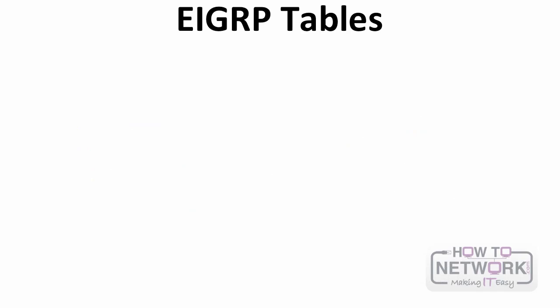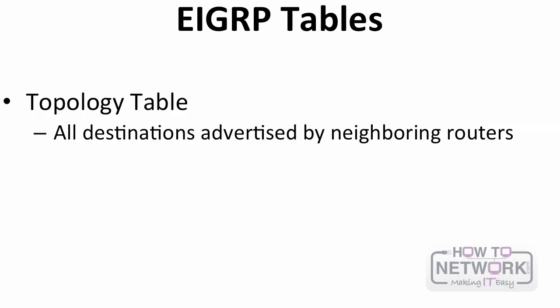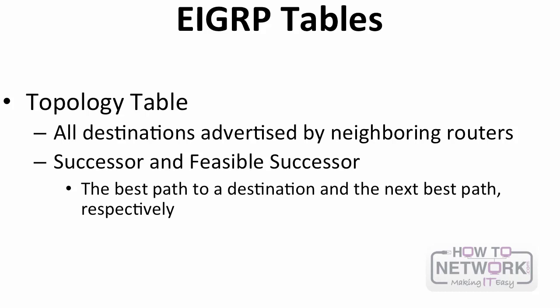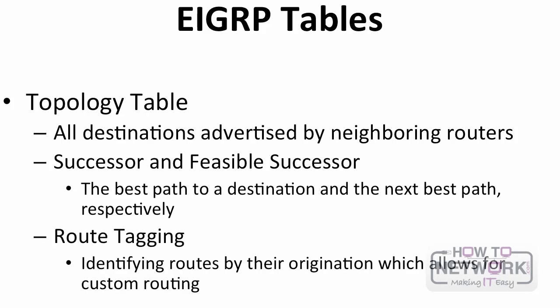But there are other EIGRP tables that you should also be aware of. And a key table to know about is the topology table. The topology table contains all destinations advertised by neighboring routers. This includes, remember, the successor and feasible successor routes, the best path to a destination and the next best path, respectively. So the topology table is key for EIGRP to run.